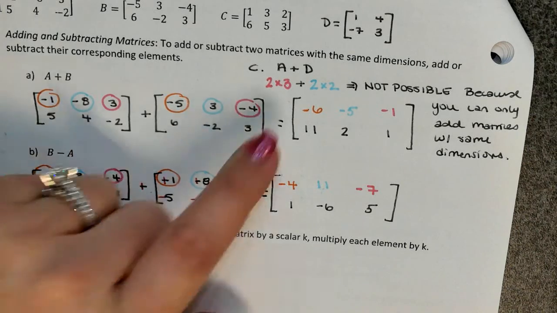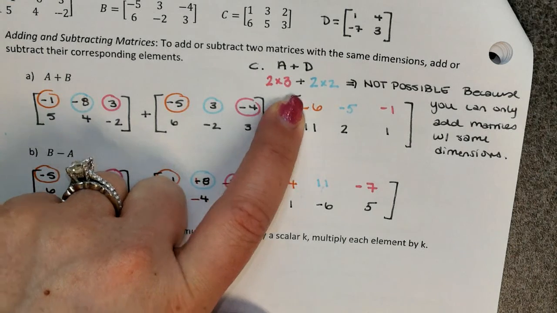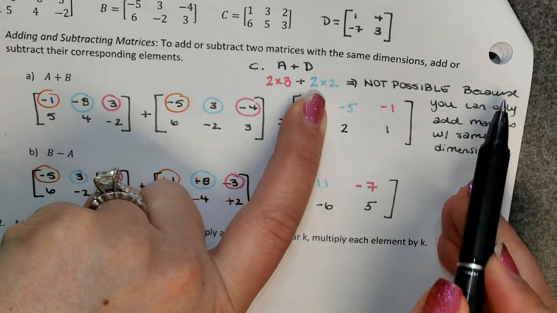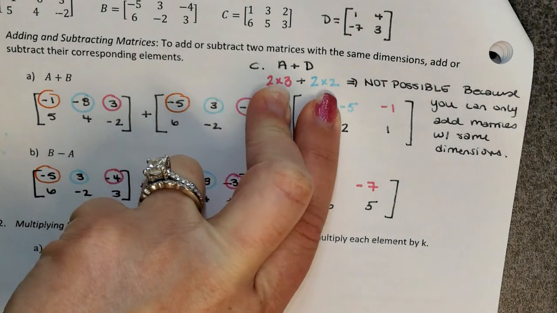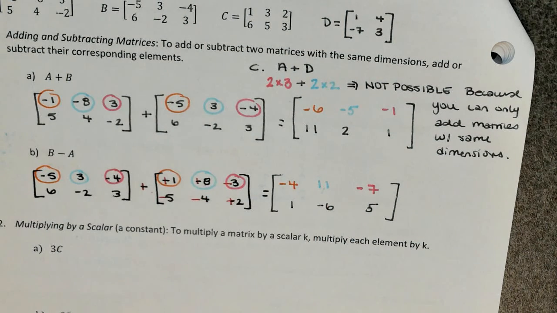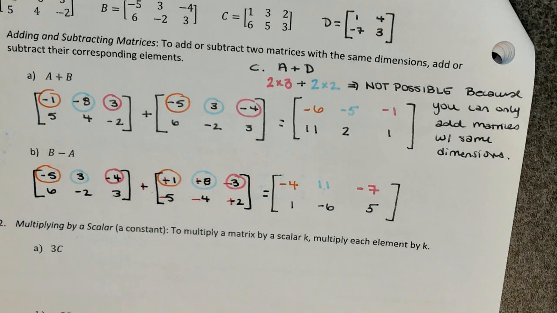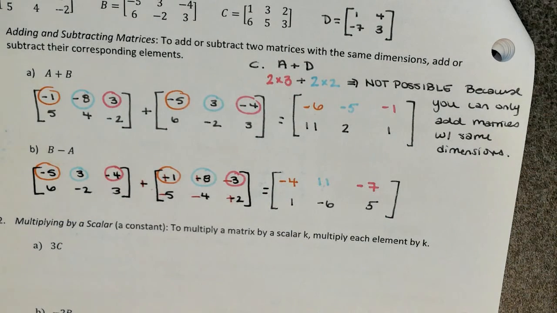Okay? So if I write not possible, I'm going to show that the dimensions are a 2 by 3 plus a 2 by 2 and state because you can only add matrices with the same dimensions. I've showed that they have different dimensions. Does that make sense? So that's what we're going to have to do on some of our homework problems. If they're not the same dimensions, I'm going to have to write not possible and explain why. By explaining, state what the dimensions are and state that they are not the same. In order to add or subtract, you have to have the same dimensions.